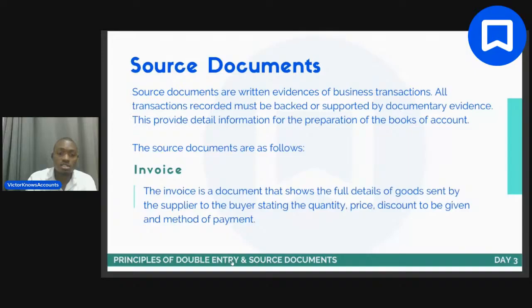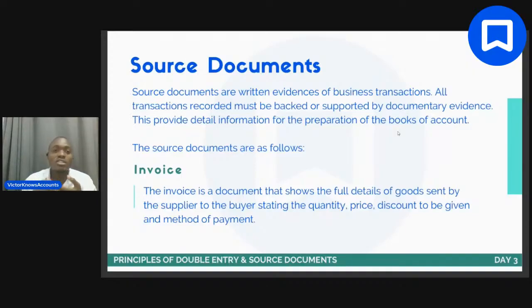So, source document. Now, don't forget, when we were talking about ethics in accounting, and then the qualities of an accountant, we also talked about the qualitative characteristics of financial information. There were the fundamental ones, and we also talked about the enhancing ones. Under enhancing qualitative characteristics, we have verifiability, comparability, understandability, and timeliness, in our previous lecture.